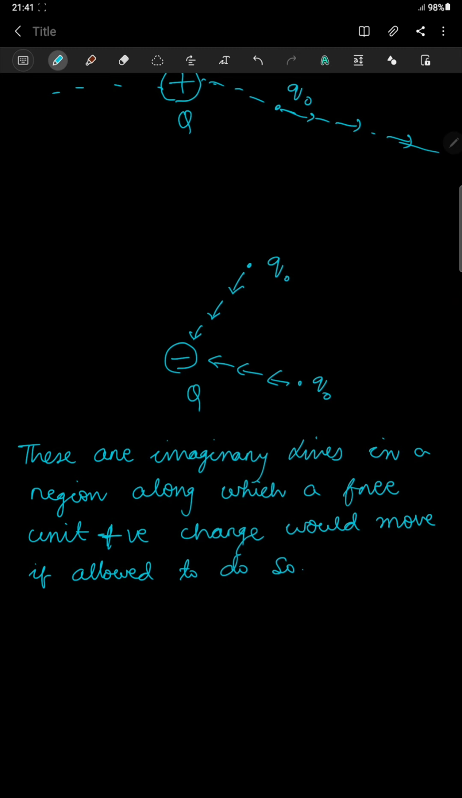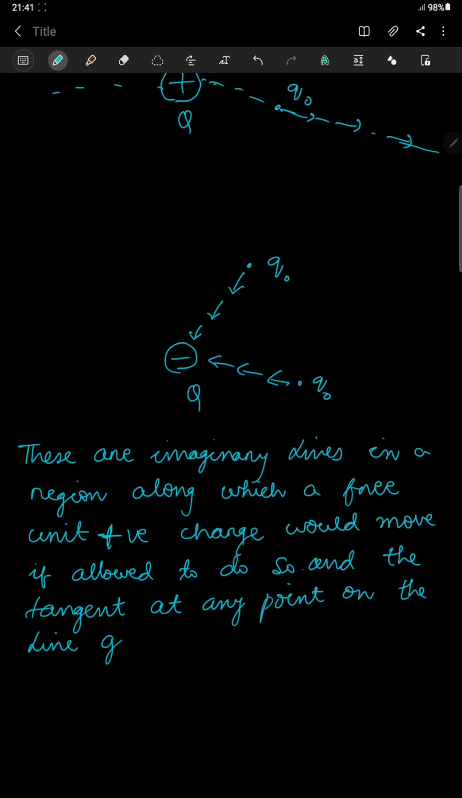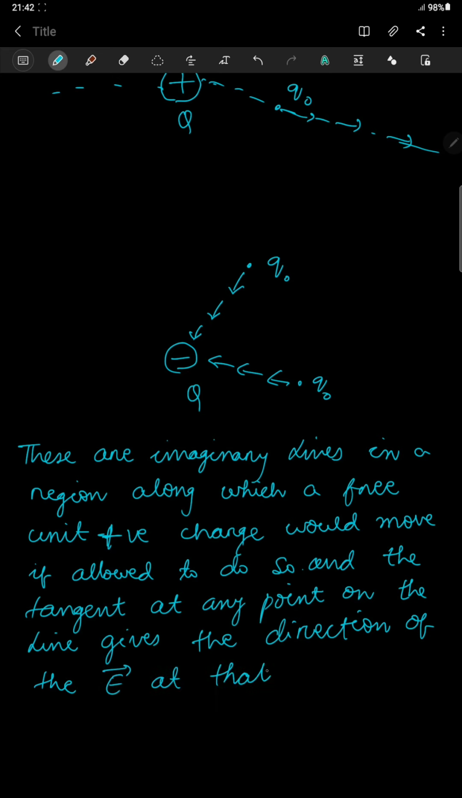Okay, this doesn't end the definition here. We can also add, and the tangent at any point on the line gives the direction of the electric field at that point. So this is the complete definition of electric lines of force or electric field lines.